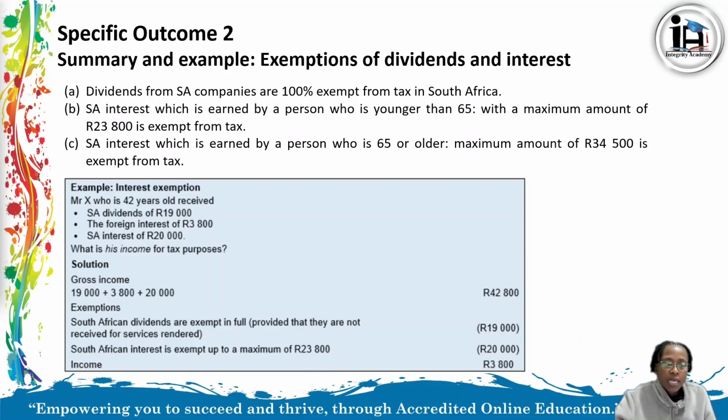South African dividends are exempt in full, remember, provided that they are not received for services rendered. So that is why we are having those 19,000 deducted. South African interest is exempt up to a maximum of 23,800 income. In this case, since it is 20,000, all of the 20,000 will be exempted, and then we will have income of 3,800. I hope this is very clear.